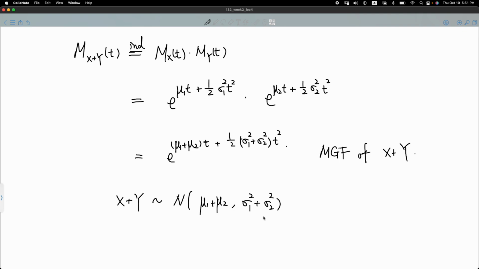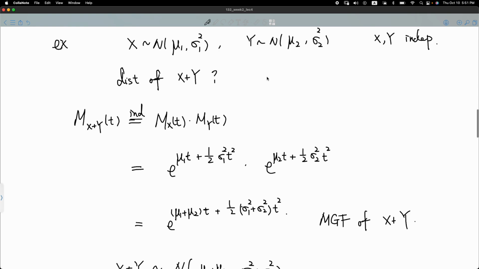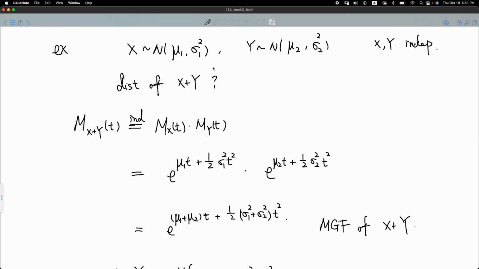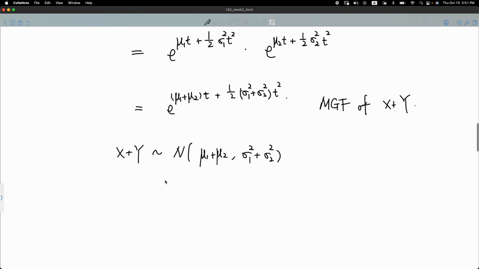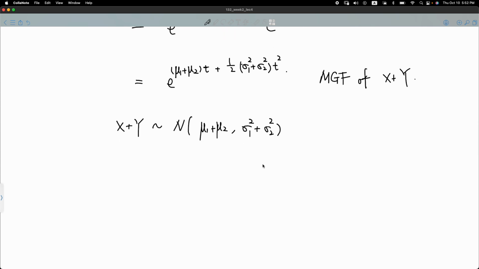So this will be our conclusion for this example or question. What is the distribution for X plus Y? It is a normal distribution with mean value equal to mu1 plus mu2, and variance sigma1 squared plus sigma2 squared. Okay. Any questions or comments?